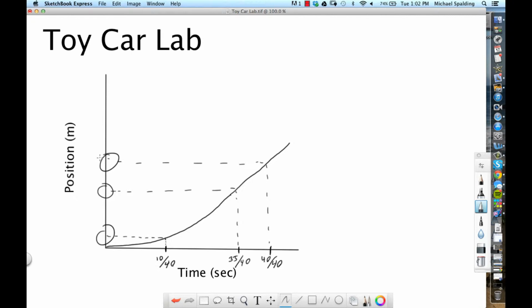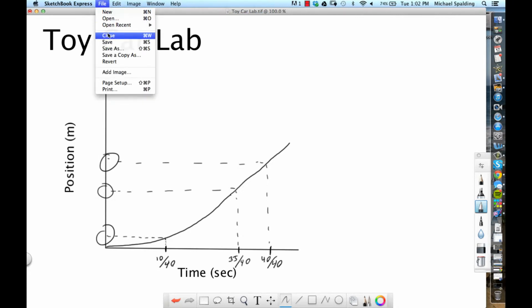Okay, number 5. Now we talked about this earlier. What's today? Tuesday. So it was last week. Last week we talked about how to do number 5. It says determine the average velocity between 6/40ths and 21/40ths. So how do you find average velocity on a position time graph?